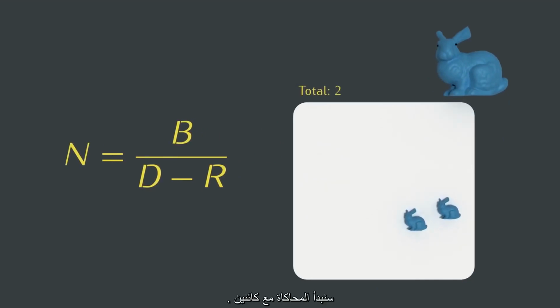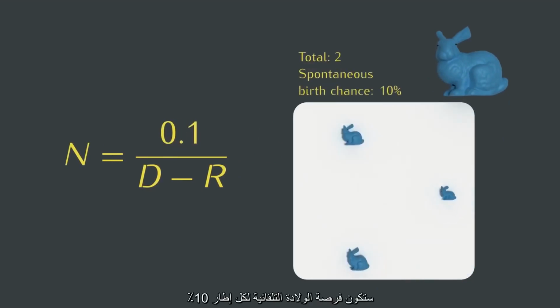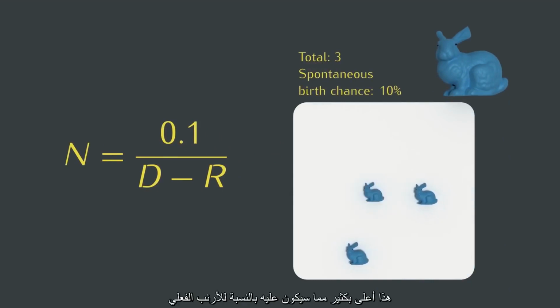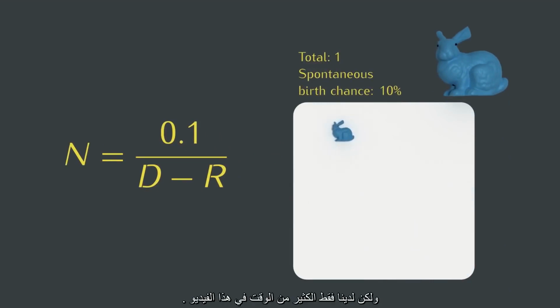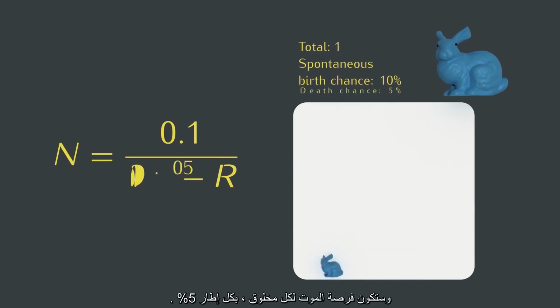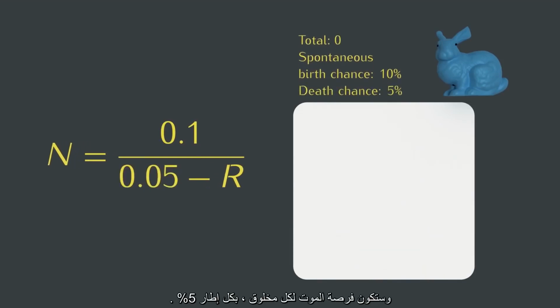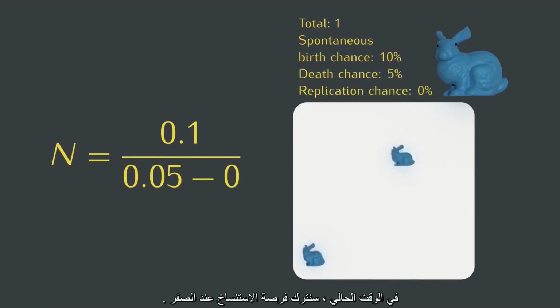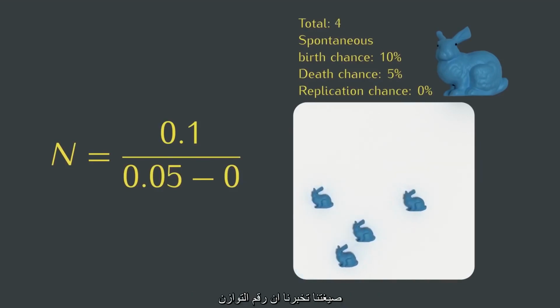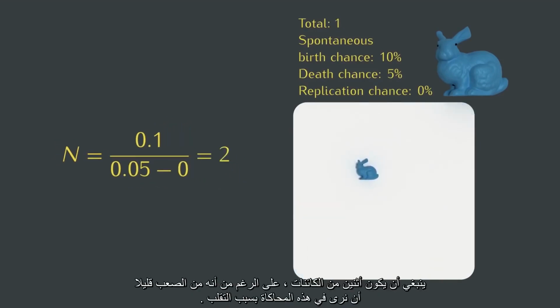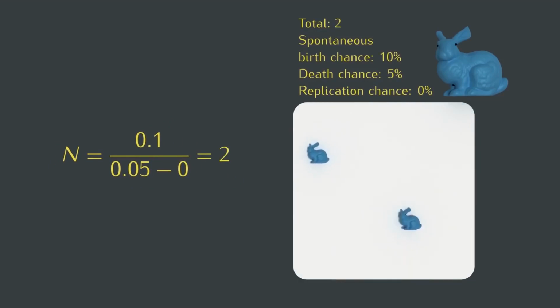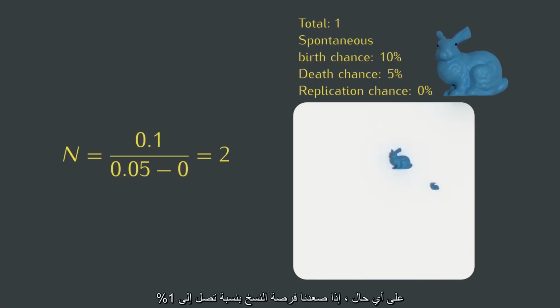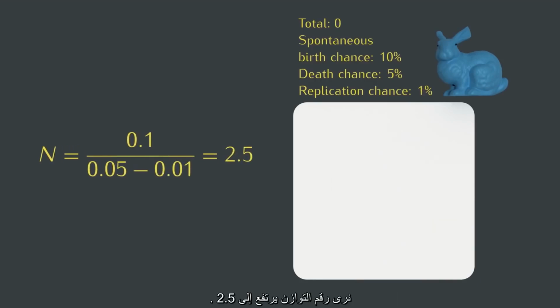We'll start our simulation with two creatures. The spontaneous birth chance each frame will be 10%. That's a lot higher than it would be for an actual rabbit, but we only have so much time in this video. And the death chance per creature each frame will be 5%. For now, we'll just leave the replication chance at 0. Our formula tells us that the equilibrium number of creatures should be 2, though it's a bit hard to see in this simulation because of the fluctuation. Anyway, if we bump the replication chance up to 1%, we see the equilibrium number go up to 2.5.